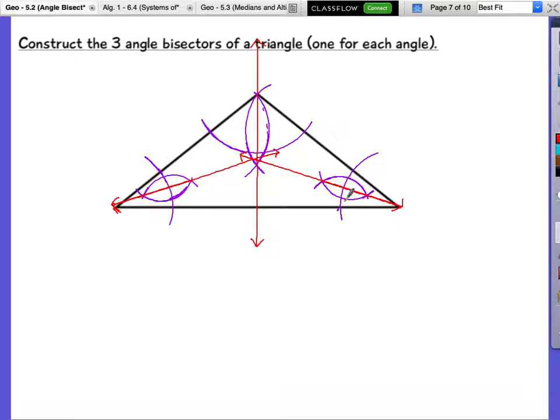So if you keep going, there you go. Now go to the other one, do the same thing. They should be able to intersect. Then go eat. I don't want to hear it.